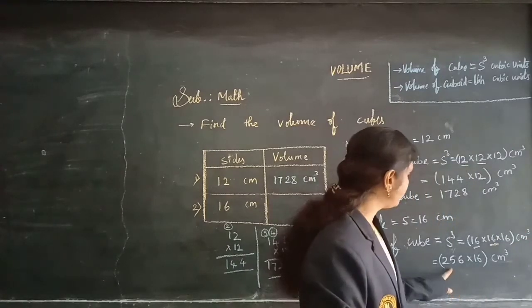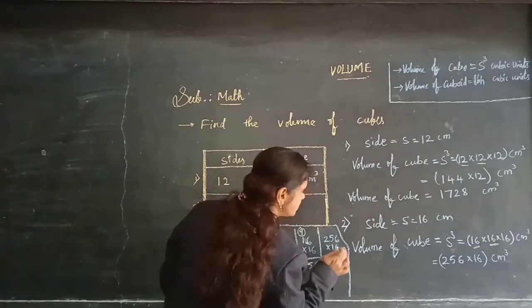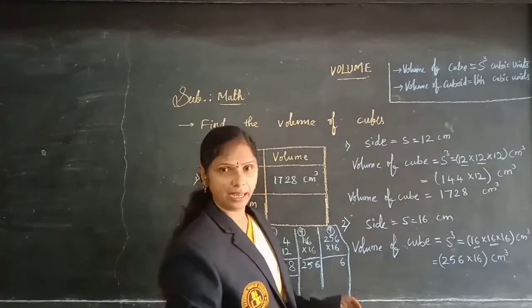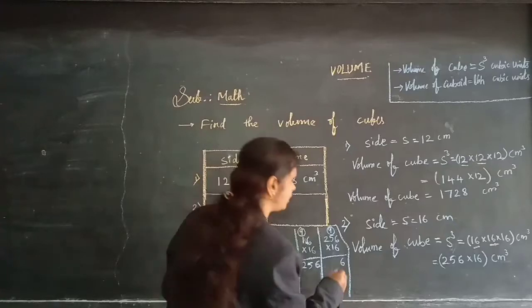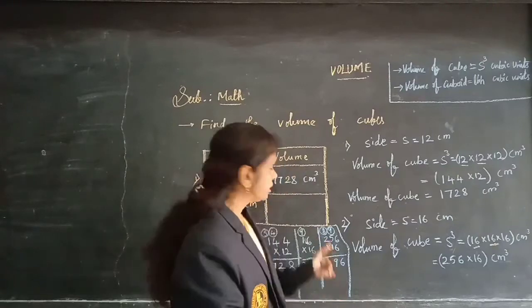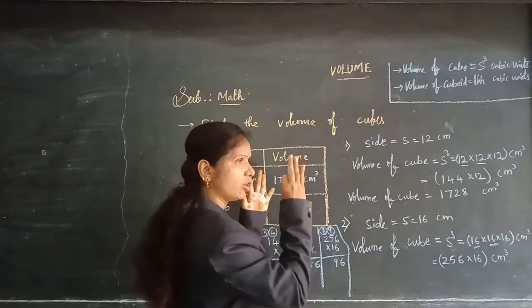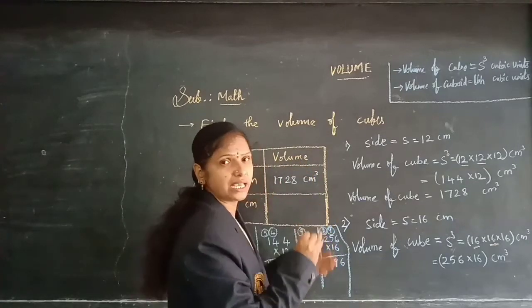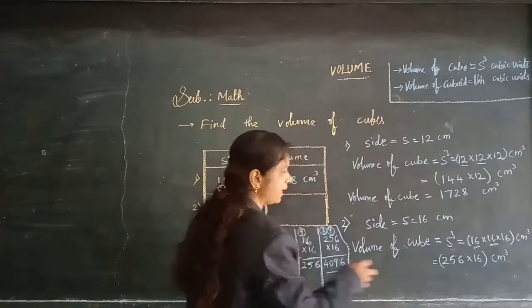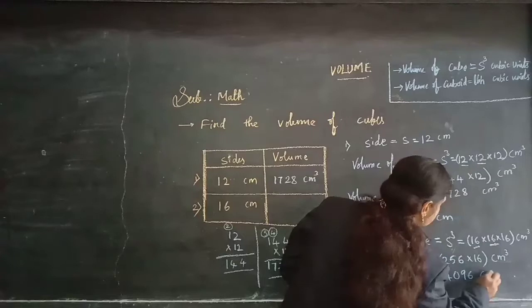Now let's multiply 256 into 16 in rough column. 256 into 16. 16 sixes are 96, 6 and 9 carry. 16 fives are 80, 80 plus 9 is 89, children. So 9 here and 8 carry. Now 16 twos are 32, 32 plus 8 is 40. So here I am getting 40. So when I am multiplying 256 into 16, what I am getting as the answer is 4096 centimeter cube.